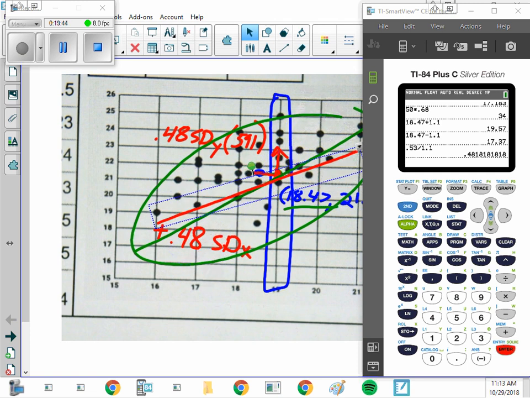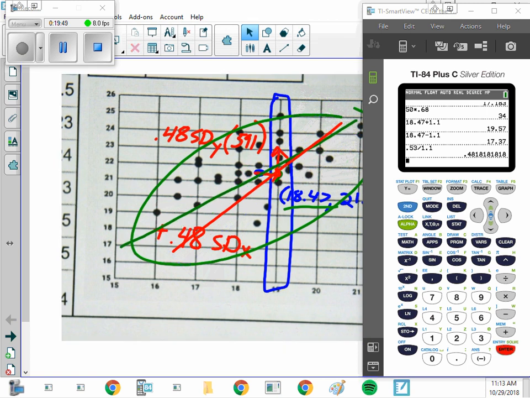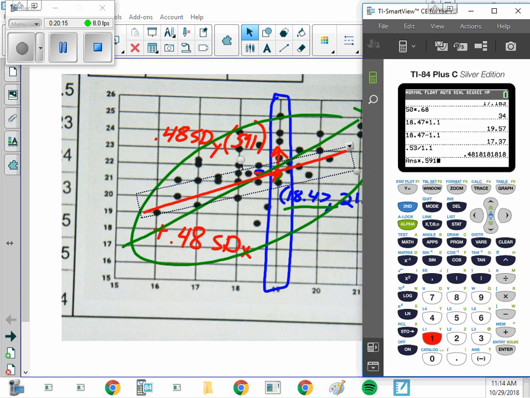I didn't draw my SD line very well, but let me see if I can move it a little bit. If they match, I would go over one and up one. But when my R value gets smaller, my regression line twists and I don't go up 1 or 0.48 SDYs, I'm going to go up 59% of 0.48 SDYs. So I take my SDY and I times it by 0.591.